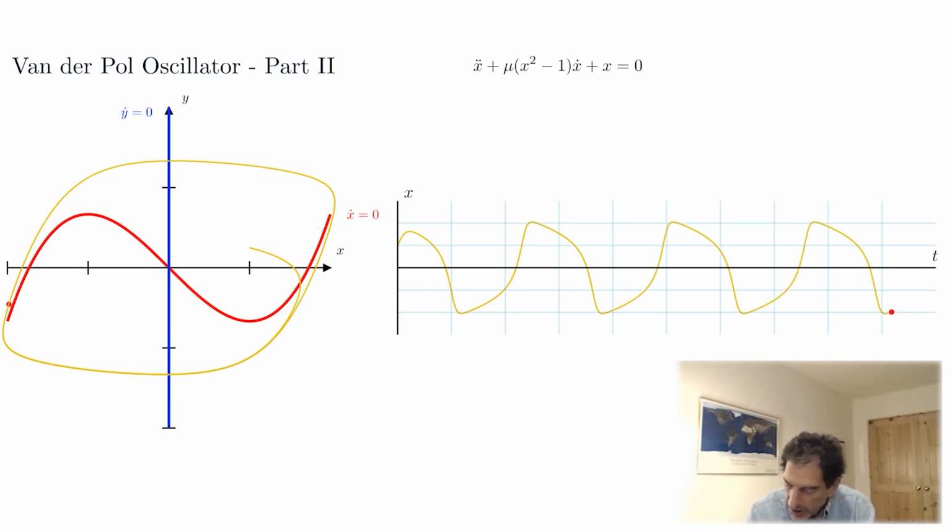So there is a time scale that's of the order of 1 over mu, where I crawl along the nullcline, x doesn't change by much, and then I hit either one of the two inflection points of the nullcline, and then x changes suddenly over a region which is of the order of 1 over mu.